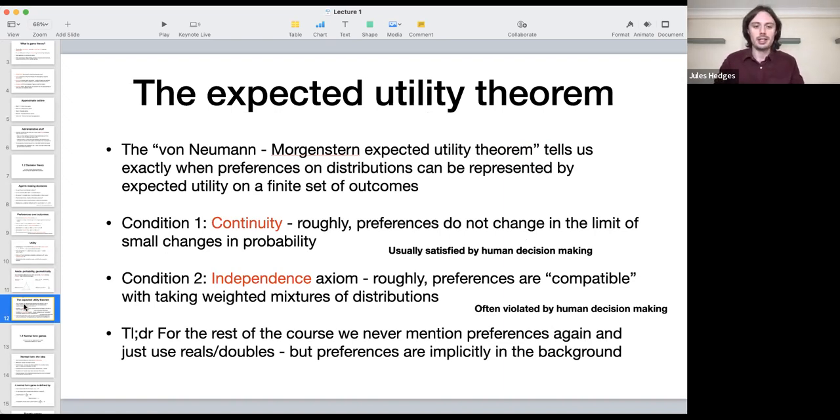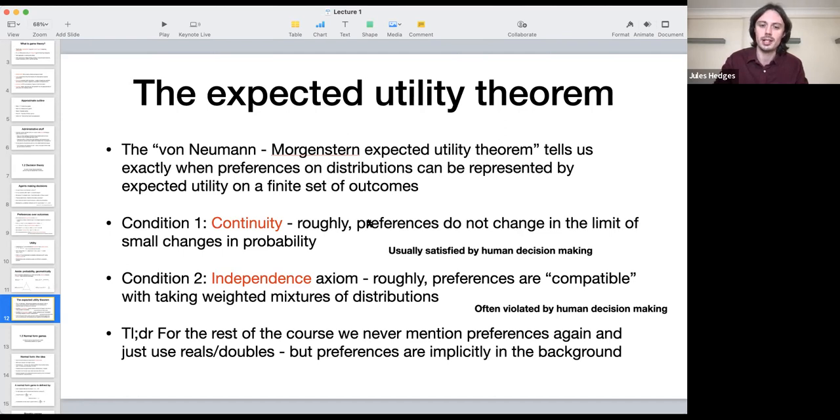Okay, so here's the crux of the point, which is why we're talking about this. There's a very old result called the von Neumann-Morgenstern expected utility theorem, which says exactly when preferences on distributions of outcomes can be represented by expected utility. So you can't always do this. Von Neumann and Morgenstern proved that you can represent preferences on probability distributions of outcomes exactly when two conditions hold.